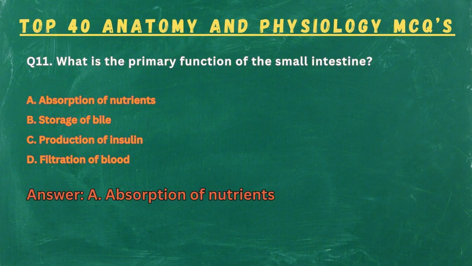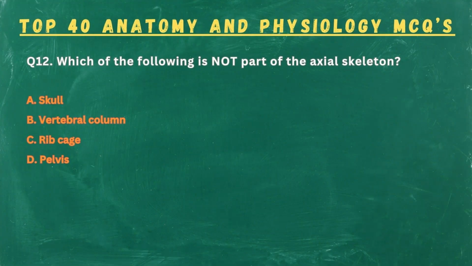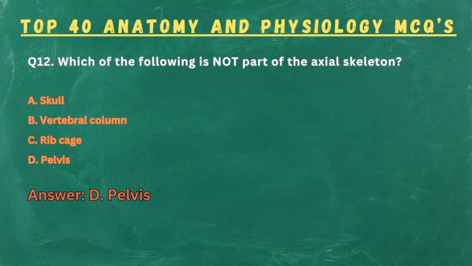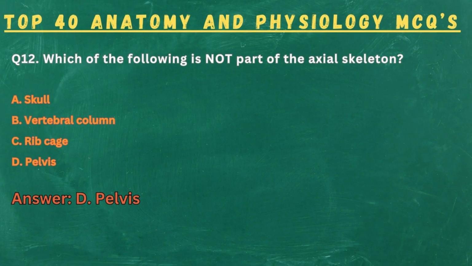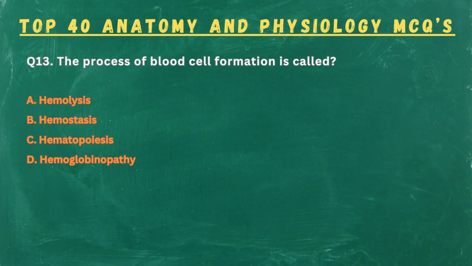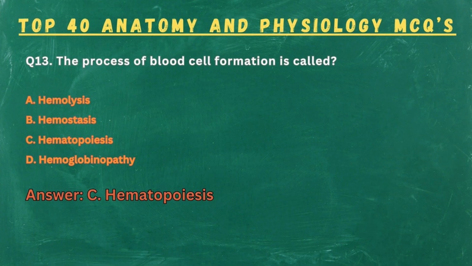Absorption of nutrients. Q12. Which of the following is not part of the axial skeleton? A. Skull. B. Vertebral column. C. Rib cage. D. Pelvis. Answer: D. Pelvis. Q13. The process of blood cell formation is called A. Hemolysis. B. Hemostasis. C. Hematopoiesis. D. Hemoglobinopathy. Answer: C. Hematopoiesis.